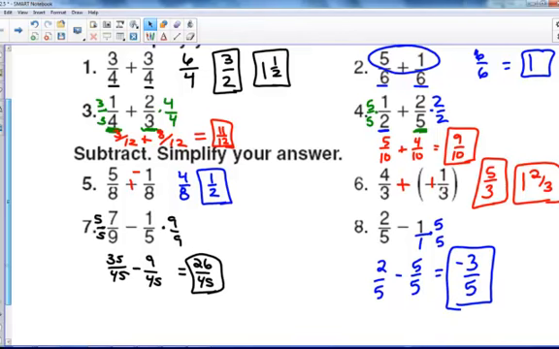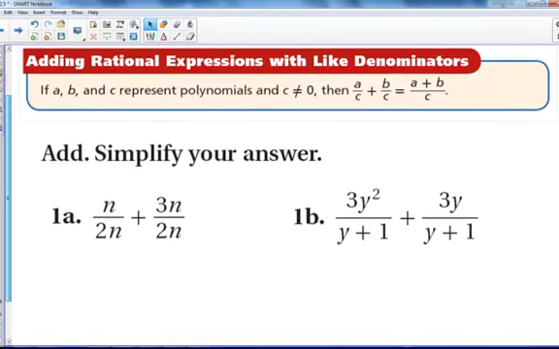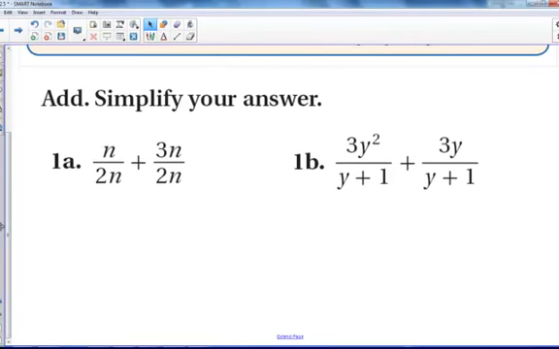So we're going to apply these same principles to rational expressions. The first thing I would do is add them. They have a common denominator already. So n plus 3n is 4n. So 4n over 2n. And we can reduce the n, and we can reduce 4 over 2 to give us 2 over 1. So our answer is 2.